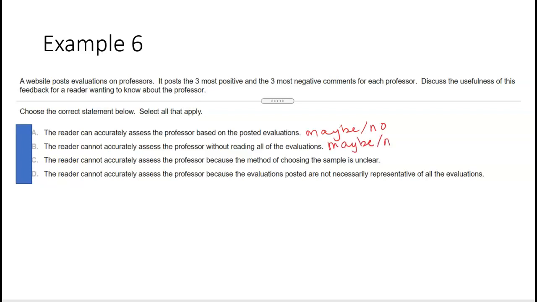I'm not really sure. The reader cannot accurately assess the professor because the method of choosing the sample is unclear. Well, that's true. I don't know how they determined those 3 best and 3 negative of all the samples, right? Like, I don't know out of how many positives or how many negatives. The reader cannot accurately assess the professor because the evaluations posted are not necessarily representative of all evaluations. Well, that's also true because, again, I don't know how many positive or negative.